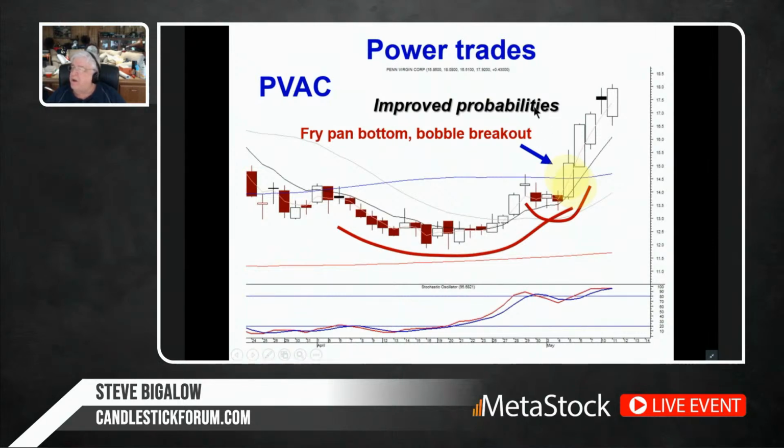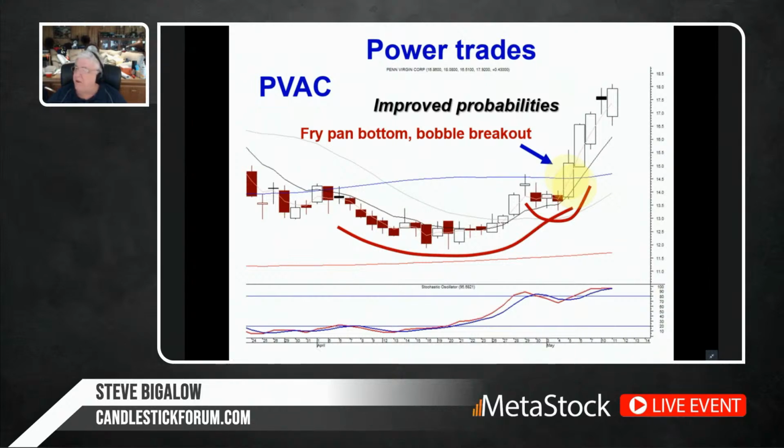Here's another one where you improve your probabilities of being in the right place at the right time. A fry pan bottom, what do we expect? A strong price move. A J-hook pattern, what do we expect? Wave 1 and wave 3 will be the same. But this is a bubble breakout, which is the same as a J-hook pattern, except it's got much more defined analysis. Look where it failed, the first wave, right smack dab at the 50. Why do you think it failed there?